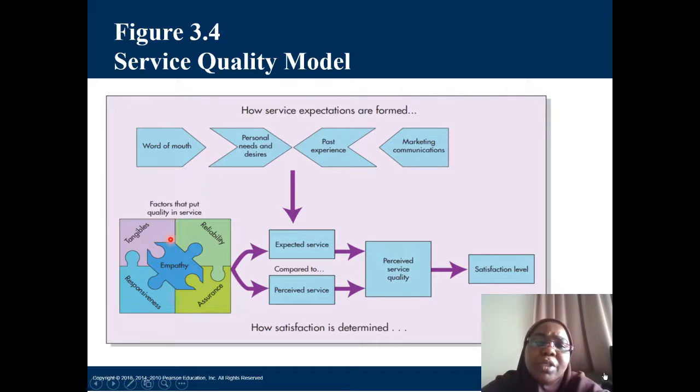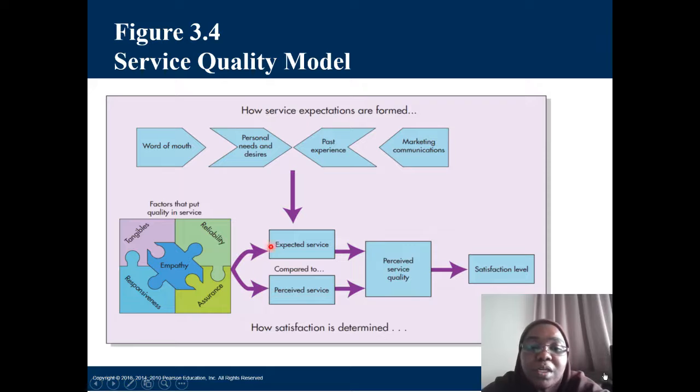So here is the picture of how service expectations are formed, the service quality model. We've talked about the word of mouth, personal needs, and past experience as they determine the level of quality. All these lead to the kind of expected service, which has to do with their expectations, like I mentioned earlier. It will be due to their past experiences or encounters, and so on and so forth. So their expected service will now be compared to their perceived service.